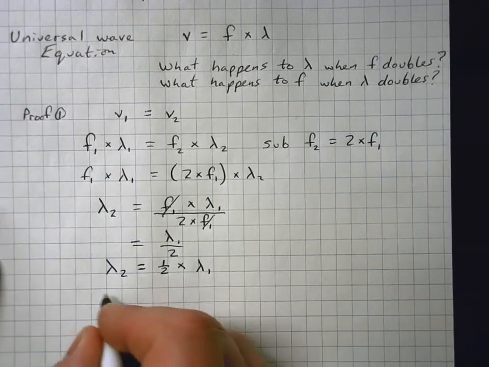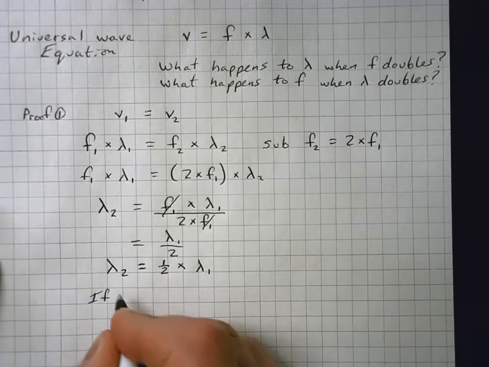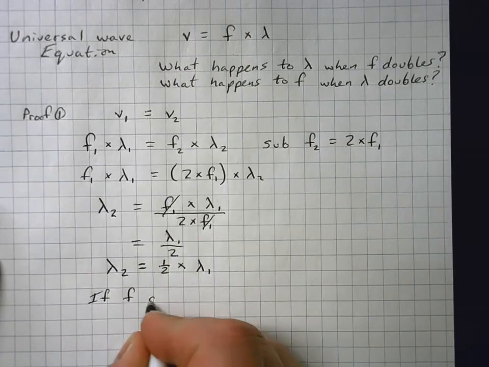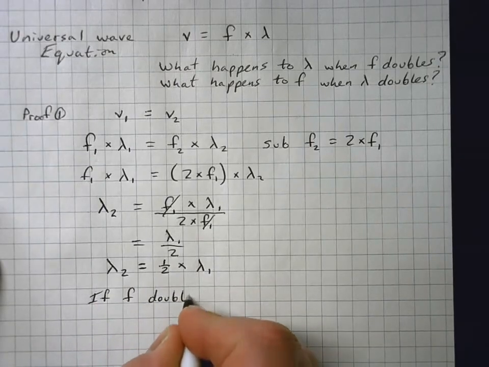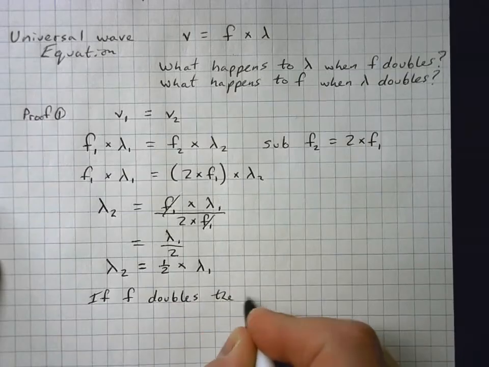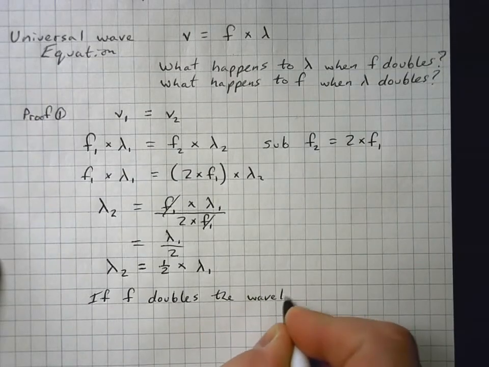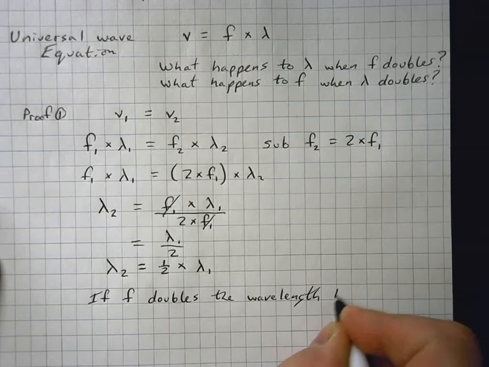Okay, so if F doubles, the wavelength halves.